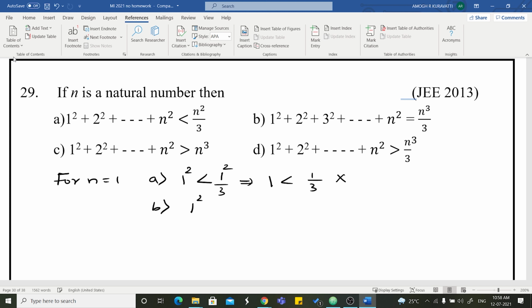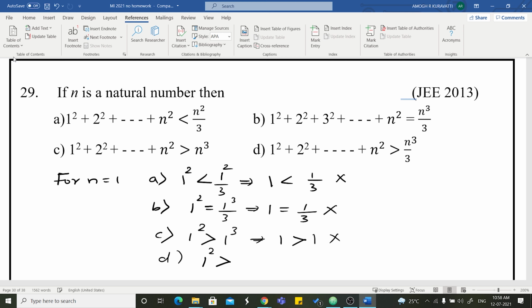No, wrong. Option C. Put n is 1, 1 square more than 1 cube. 1 square is 1, more than 1 cube is 1. Is it 1 more than 1? No, wrong. What about option D? Put n is 1, 1 square more than 1 cube by 3 implies 1 more than 1 by 3. Is it 1 more than 1 by 3? Yes. So option D is the right option.